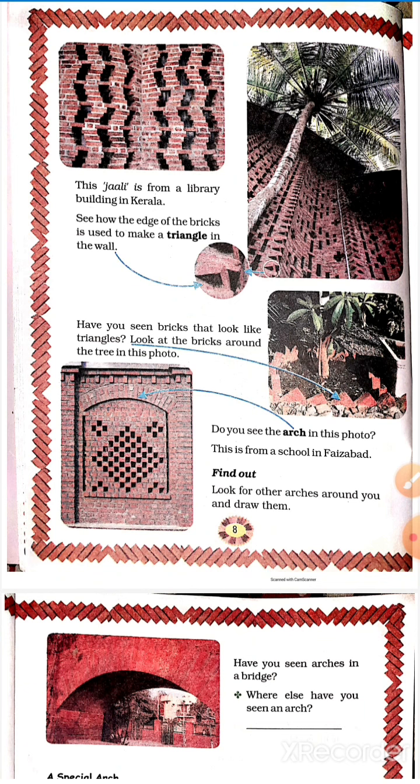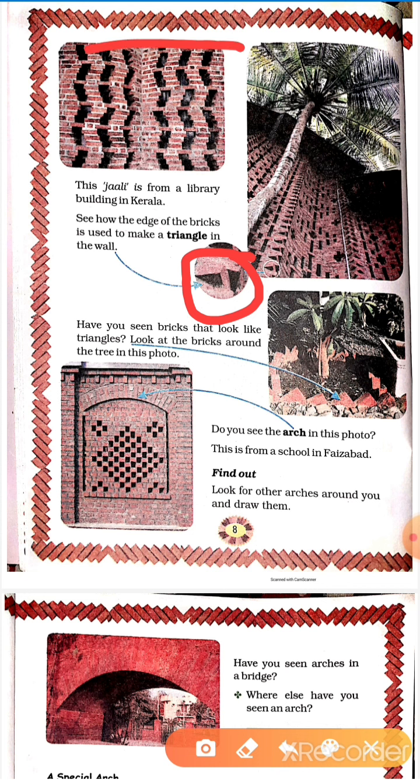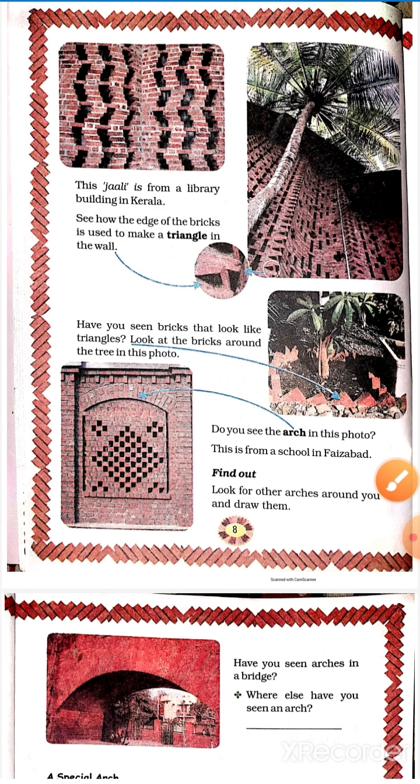This is a library of Kerala. You can see the bricks of this library, which are in triangle shape. You can see this building, how they have put the bricks in triangle shape. In this way, bricks are used in different shapes to make patterns. Have you seen a brick that looks like a triangle? Yes, of course, we have seen at so many places where the bricks are kept in a triangle shape.